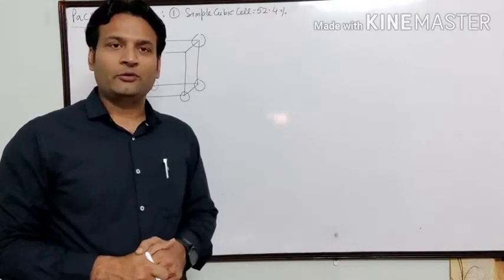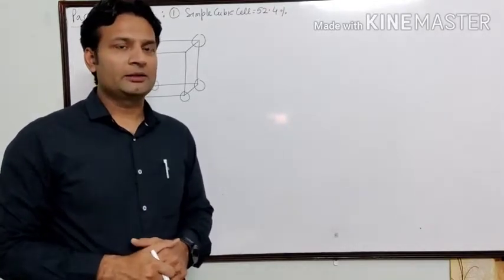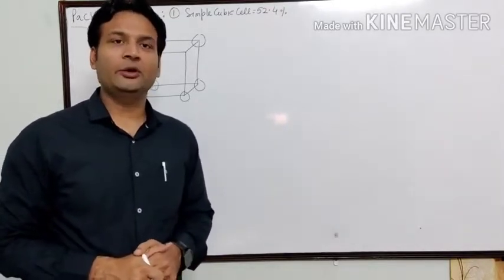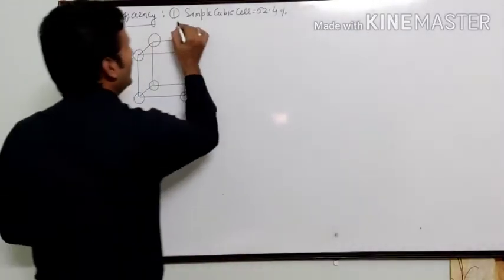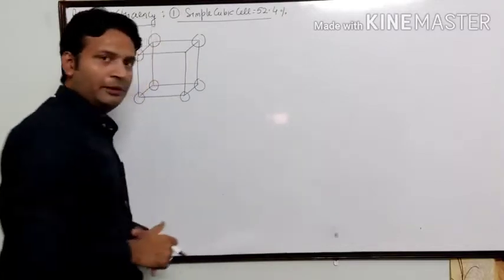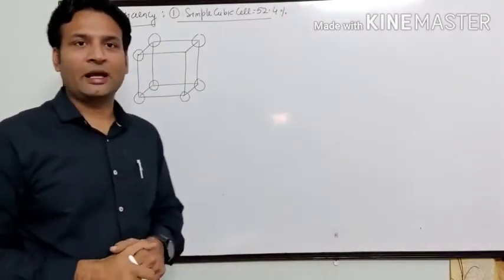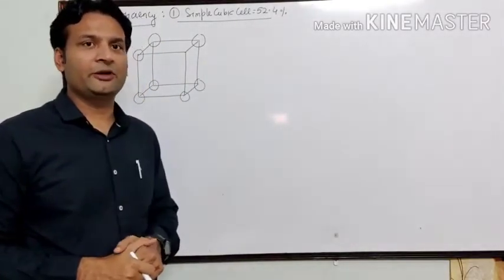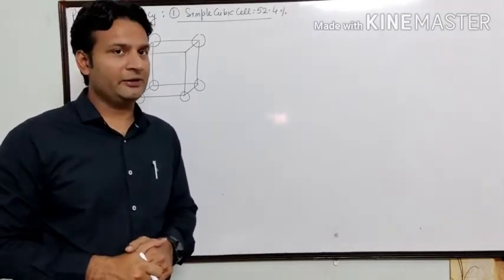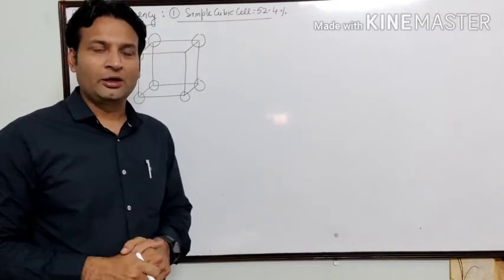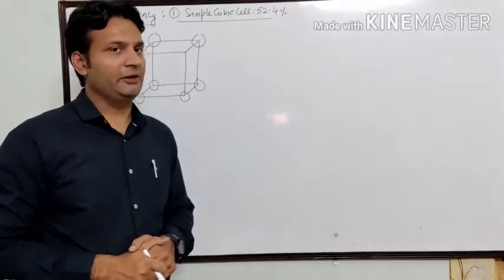Today, this is my fourth video regarding the topic, the solid state. In this video, I will discuss packing efficiency in different unit cells. For example, in simple cubic unit cell, as you know, the packing efficiency is 52.4%. In BCC, it is 68% and in FCC, it is 74%. Today, I will prove this in this video.